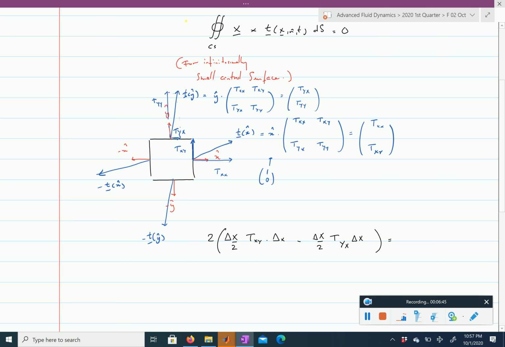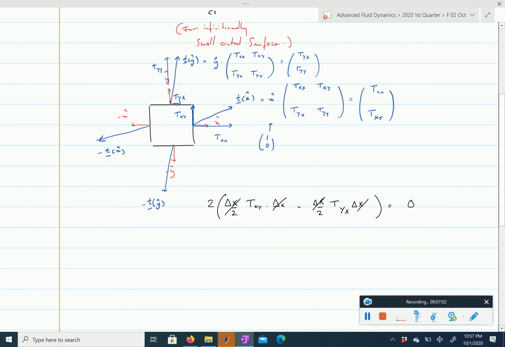If we want this to be consistent with conservation of angular momentum on an infinitesimally small control surface, that has to be equal to 0. All of these cancel, and in the end, if this tensor notation is consistent with conservation of angular momentum, then txy has to be equal to tyx. That is to say that our stress tensor has to be symmetric.